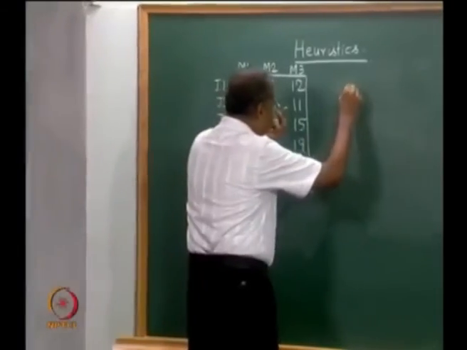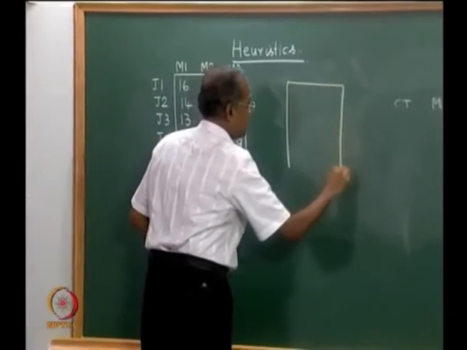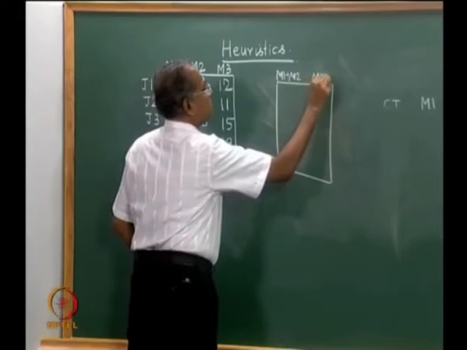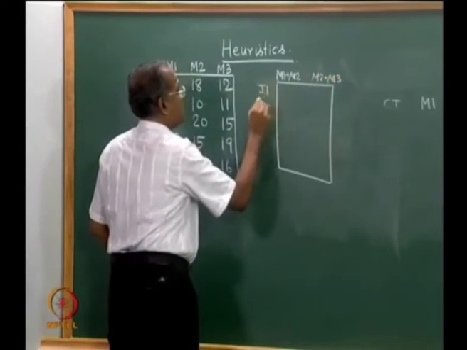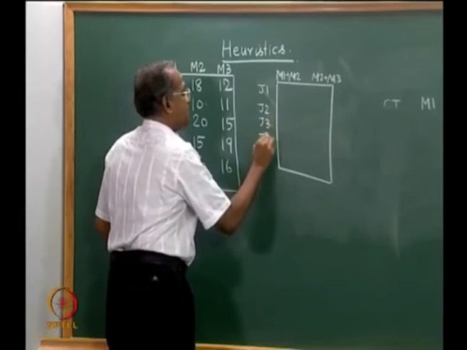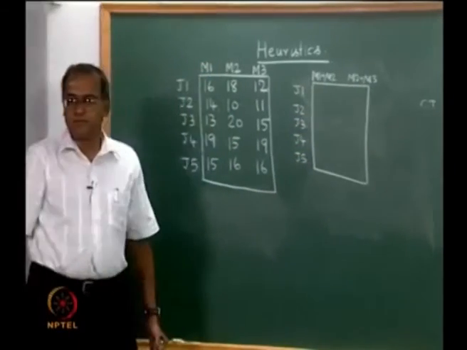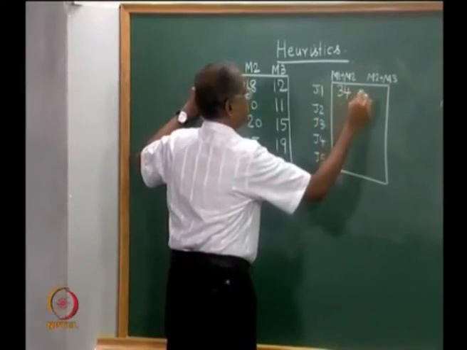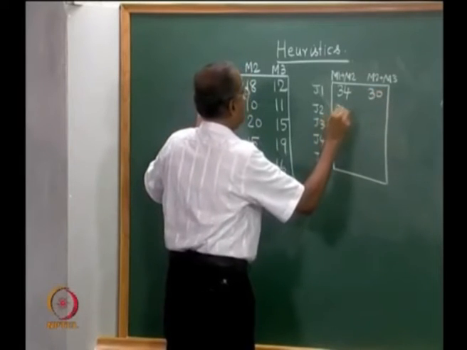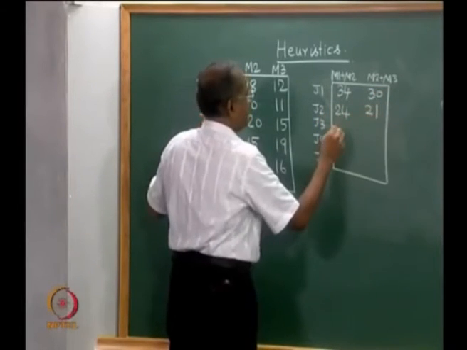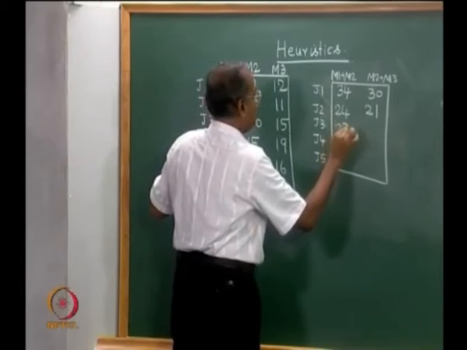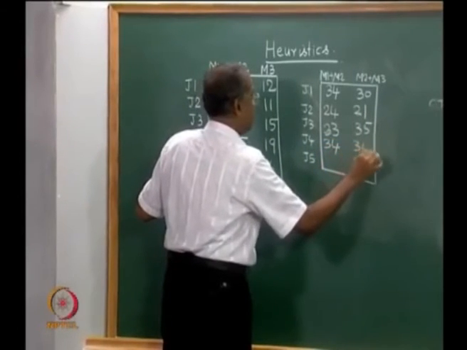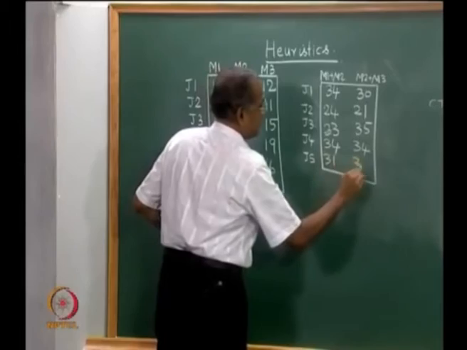So let us now create an equivalent 2 machine Johnson problem by adding. So this becomes M1 plus M2, this becomes M2 plus M3, for J1, J2, J3, J4 and J5. So this becomes 34, 18 plus 16, 18 plus 12, 30, 24, 21, 33 and 35, 34, 34 and 31, 32.